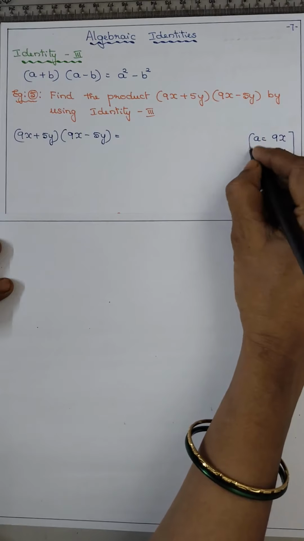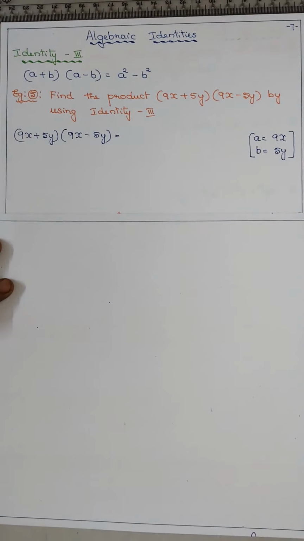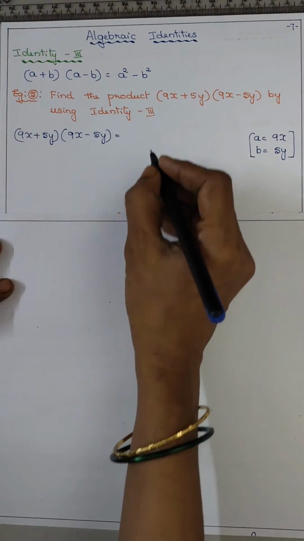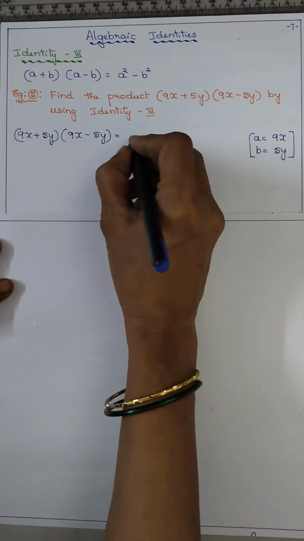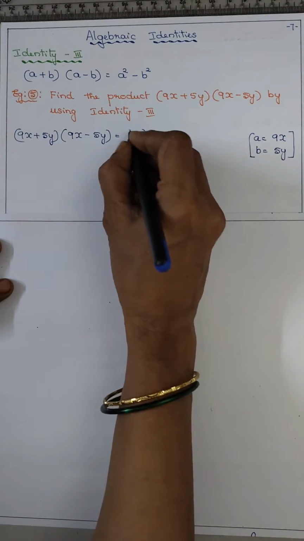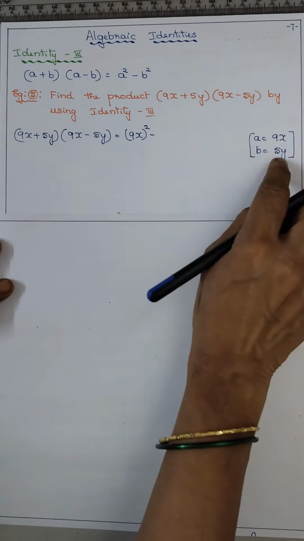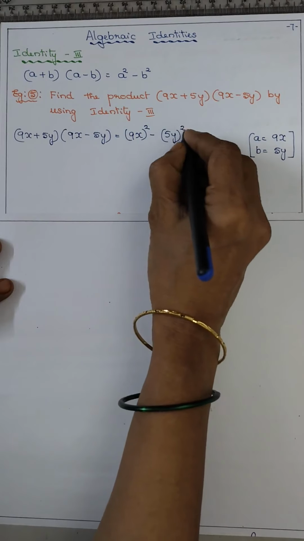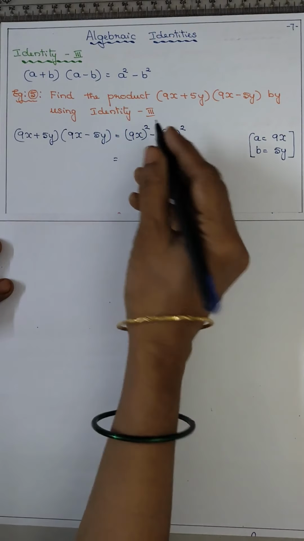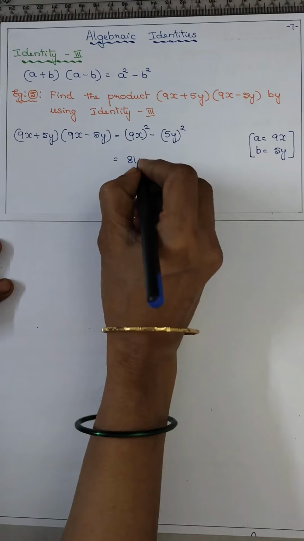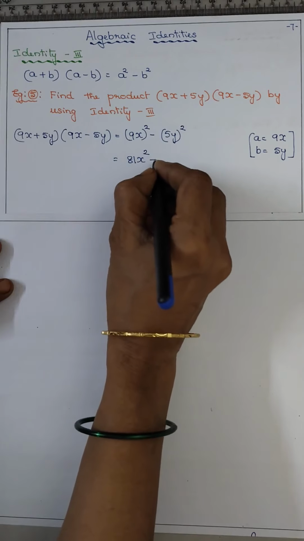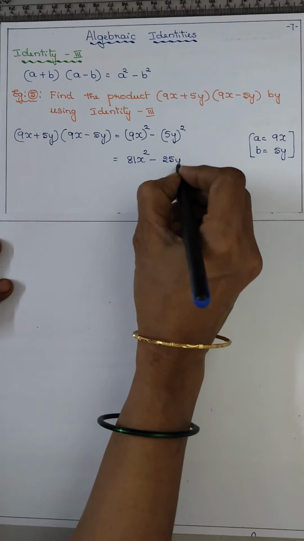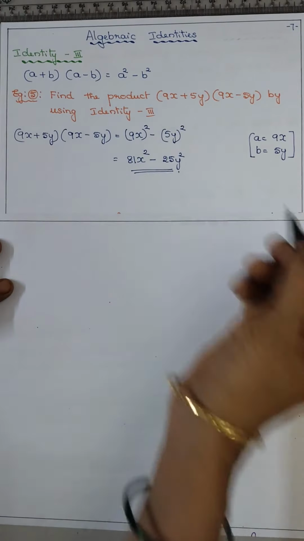Put it within the bracket. Now what is the identity? a squared minus b squared. So a squared, a is what? (9x) the whole square minus b squared, (5y) the whole square. Now 9 squared is what? 81, x squared, minus 5 squared is 25, y squared. This is the answer.